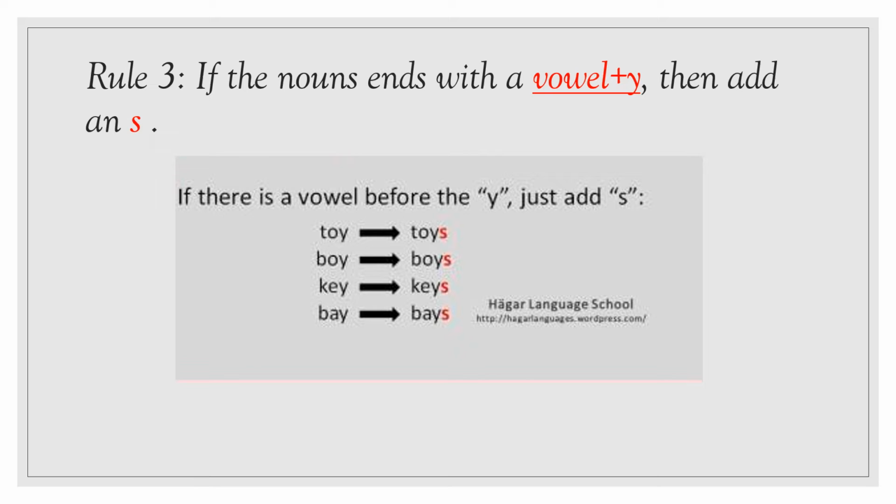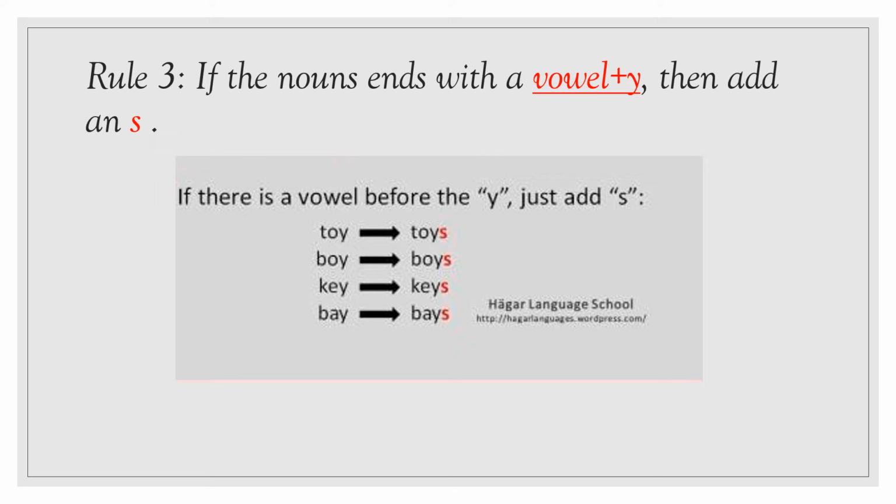Now we start with rule number 3, which is new. We took it last year, but we haven't revised it this year yet. Now, if the noun ends with a vowel and a Y, you guys should know the vowels, which are A, E, I, O, U, the 5 vowels. So if the noun ends with a vowel and a Y, then we just add an S to the end of the noun to make it into a plural form.